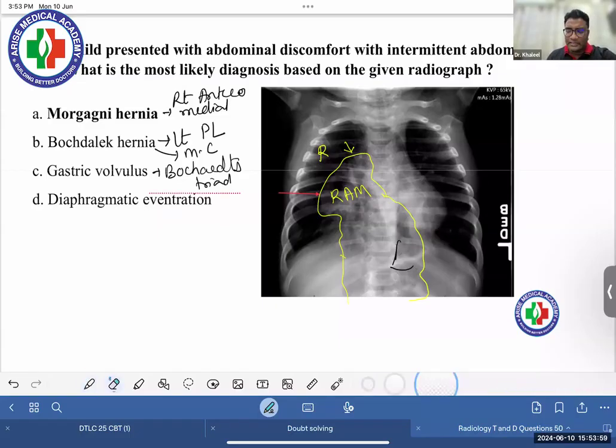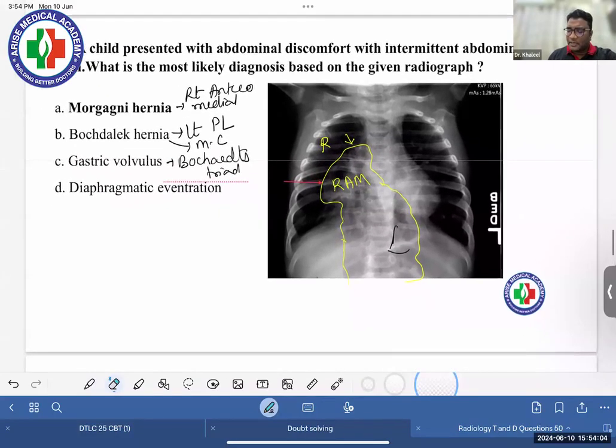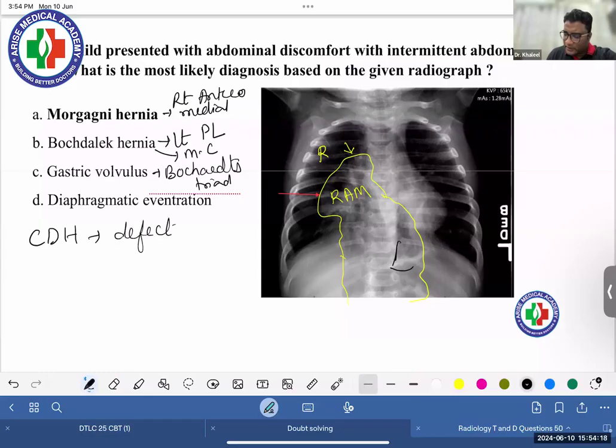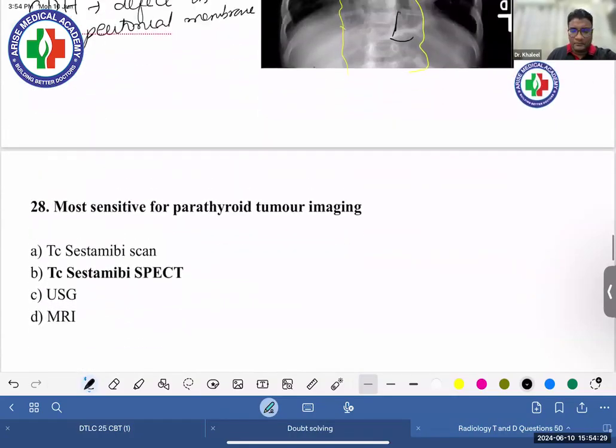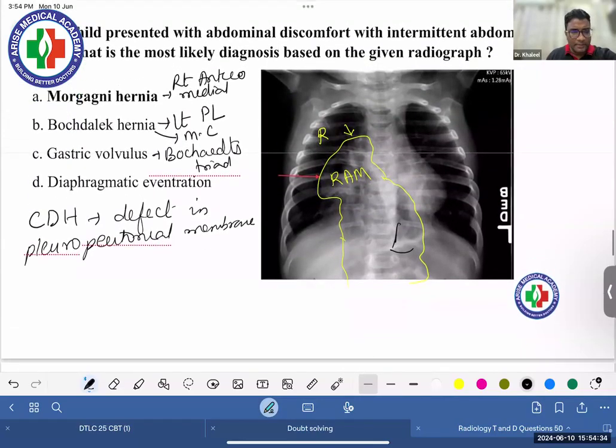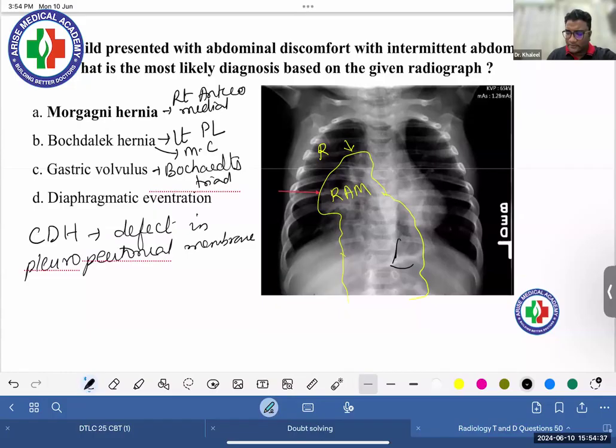This is the right anteromedial side. This is Morgagni's hernia, right? Diaphragmatic eventration will occur after trauma. No trauma is mentioned, and the patient is a child, so it is a congenital problem. This is Morgagni's. All this congenital diaphragmatic hernia is due to a defect in which structure, guys? Defect in the pleuroperitoneal membrane. Right? Yes, that is what it is. Bochdalek is left posterolateral. Morgagni's is right anteromedial. That is the main difference between Bochdalek and Morgagni's, the location.